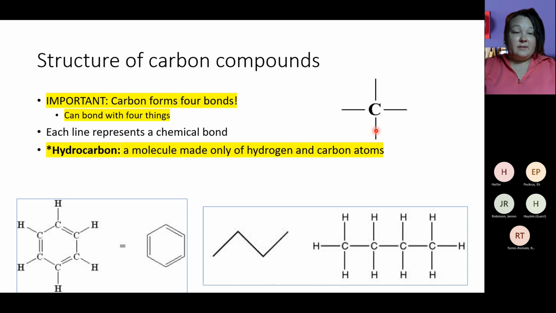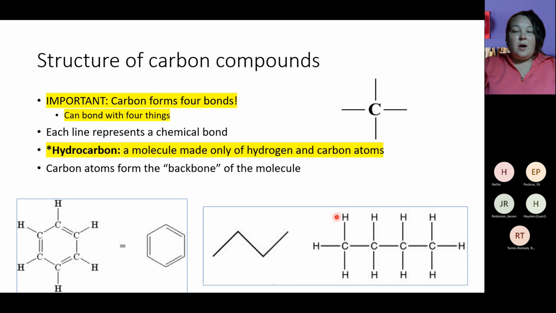A hydrocarbon, this is a good vocabulary word, is a molecule made only of hydrogen and carbon atoms. So over here, this is a hydrocarbon. All we have is hydrogen and carbon making up the entire molecule. Carbon atoms form what's called the backbone of the molecule. So we have the carbons in the middle here. They are the backbone. And this one has a ring shape.